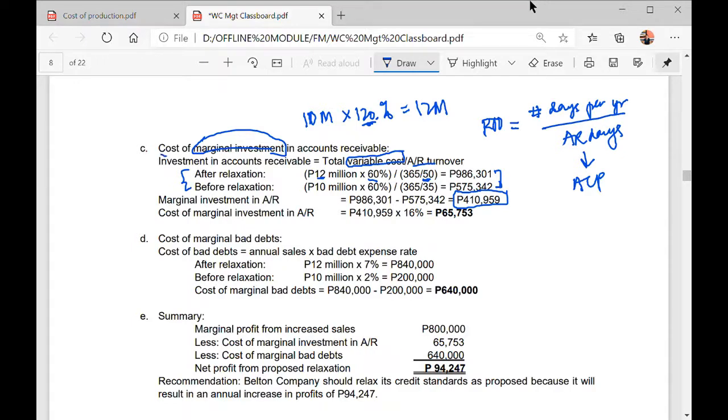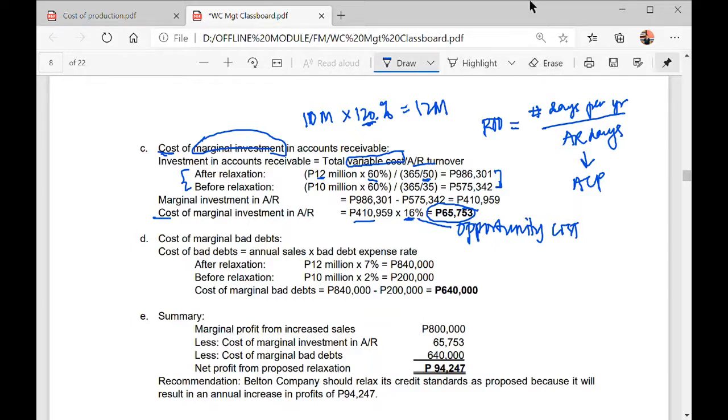And what will be the cost? To compute the cost, we will use the 16%, right? It is given, this is the opportunity cost. So what is the cost of the marginal investment? The marginal investment is 410,959 times 16%. So the answer is 65,753. Okay, so this is our opportunity cost forgone.